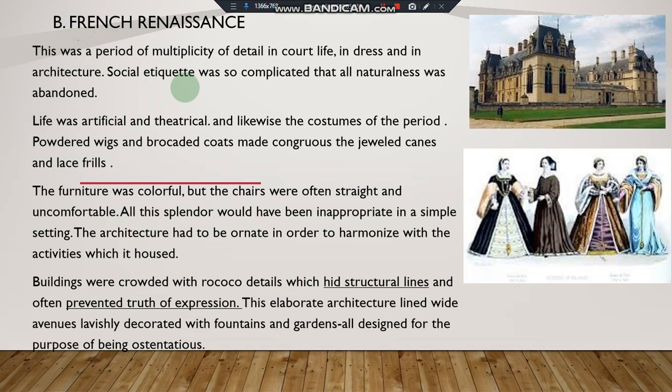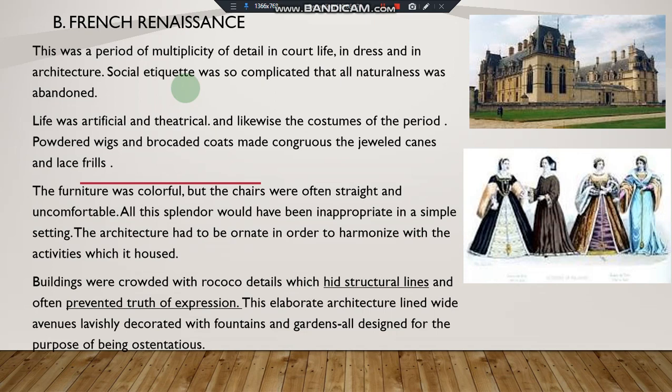So yung rococo details is also known as the late Baroque, ano? An extreme decorative development of Baroque architecture that emerged in the 18th century as a reaction against grandeur and symmetry. So, Rococo detail is characterized by soft colors and curly lines and depicts scenes of love, nature, light-hearted entertainment, and so on and so forth. No? This elaborate architecture lined wide avenues lavishly decorated with fountains and gardens, all designed for the purpose of being ostentatious. So ostentatious means pretentious display, or it is designed to impress people, or obtrusive, or another synonym is flamboyant.